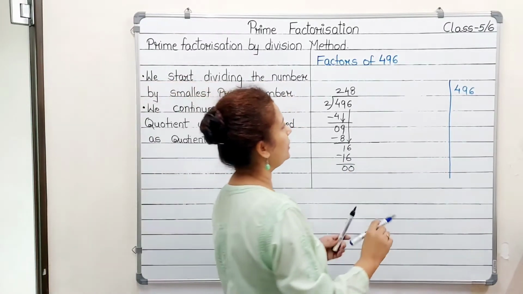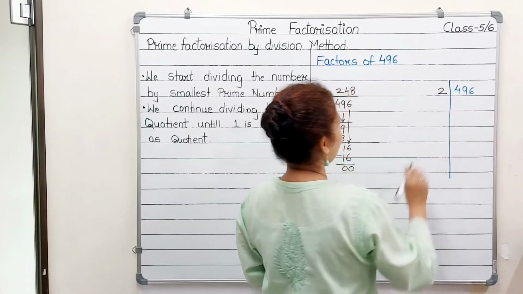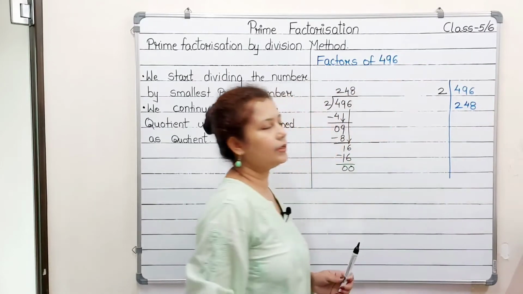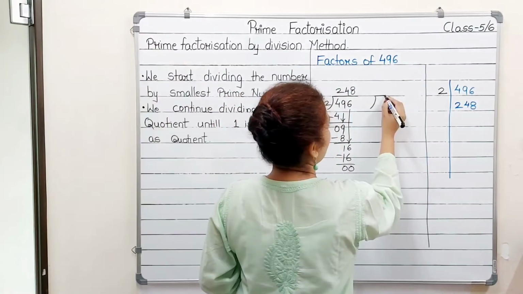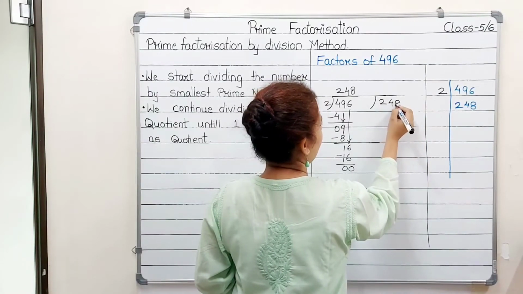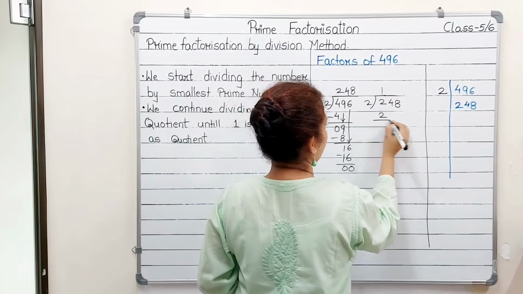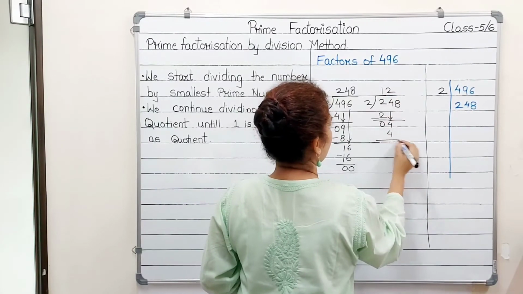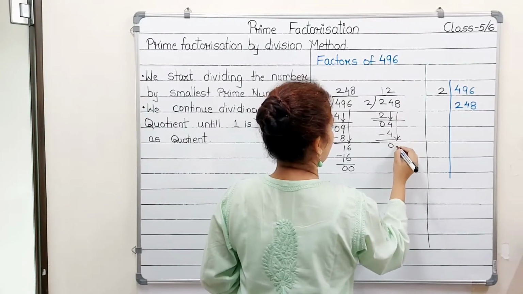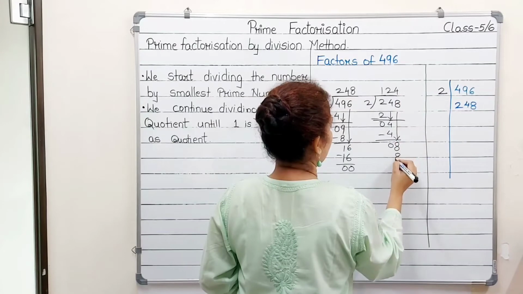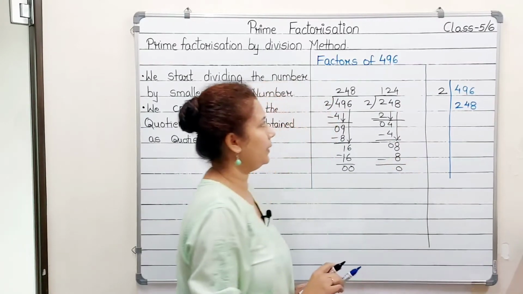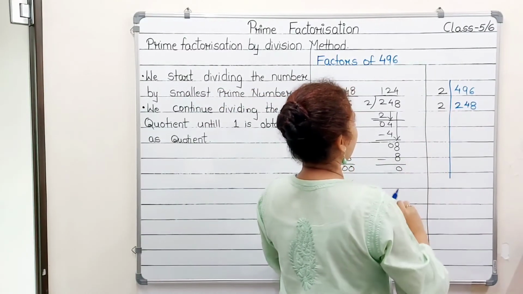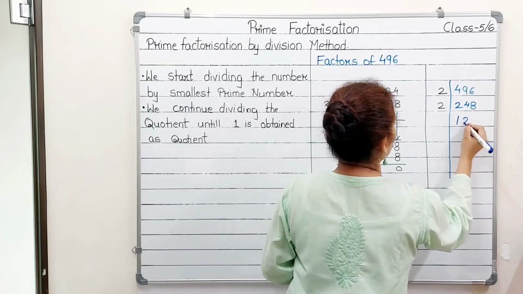So here we will write 2 on the left hand side of the line and 248 as a quotient on the right hand side of the line. 248 is again divisible by 2. So here 2 we will write, and after dividing we got 124.